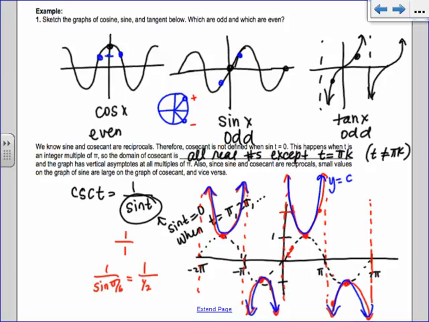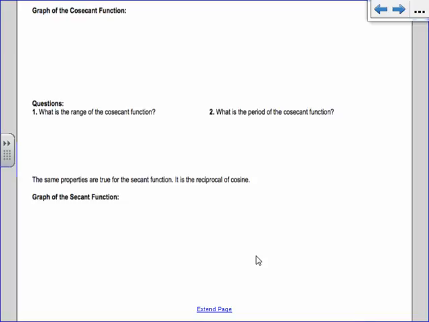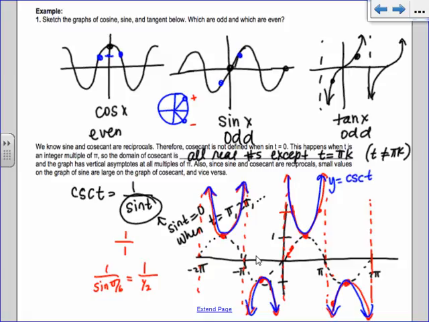So y equals cosecant of t. Oh, I guess I graphed it too soon. It's on the other page, right? So what is the range of the cosecant function? You would think it would be everything. You know, that's what tangent was, negative infinity to infinity. But we actually don't include any of these values in the middle.